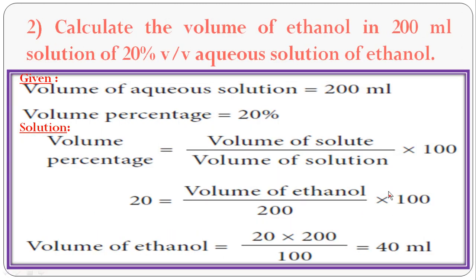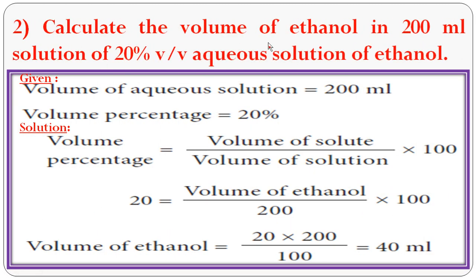Now come to the next question. Calculate the volume of ethanol in 200 ml of solution of 20% V by V aqueous solution of ethanol. V by V means volume by volume. Here what is given in the question? Volume of aqueous solution is equal to 200 ml. Then volume percentage is equal to 20%. Here what is asking means the volume of the ethanol is asking.